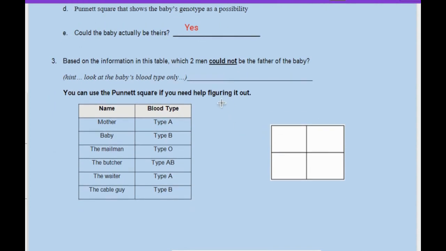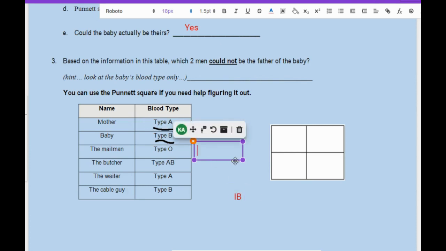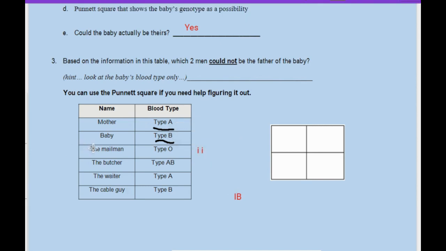All right, last one. Which two men could not be the father? So the mother is type A blood and the baby is type B. So the baby is going to need one of these alleles, big I B. So basically it's asking which one of these fathers have a chance to give this big I B allele. Obviously, if the baby has a big I B, it can't come from the mother because she doesn't have one. She's type A. She doesn't have a B allele. The mailman here is type O, so he has two little i's. Sorry, mailman, you are not the father.